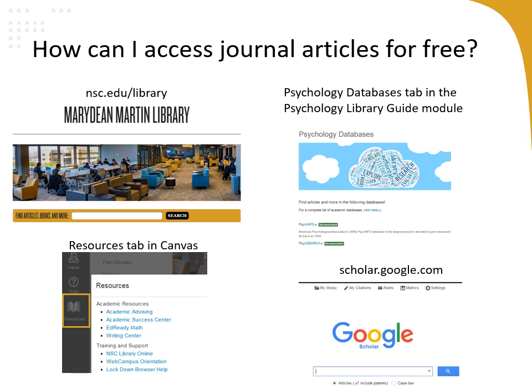But for now, you need to be affiliated with a research account, usually through a college or university, to get that for free. So if you go to nsc.edu/library, you can get access to journal articles. You see a search tab right there. You can also do more advanced searches through there.